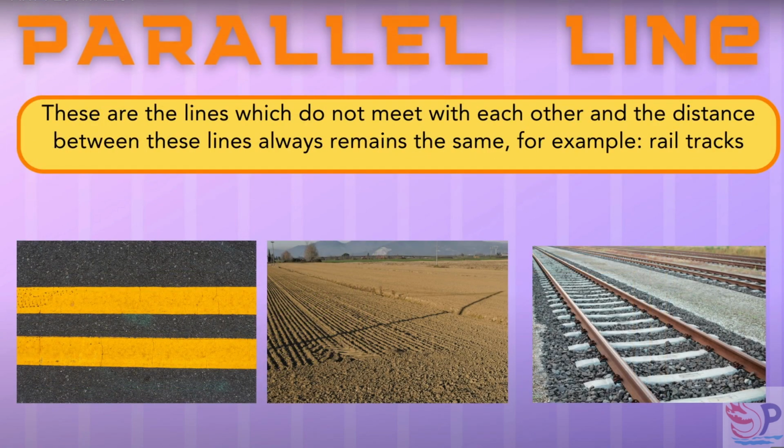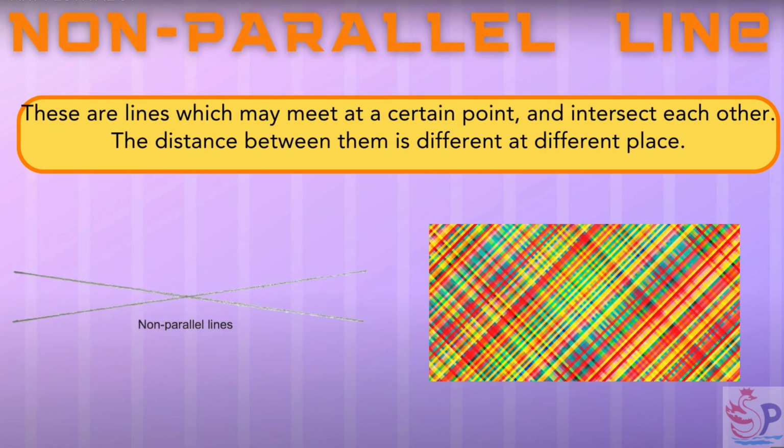Parallel lines. These are lines which do not meet with each other, and the distance between these lines always remains the same. For example, rail tracks. Non-parallel lines. These are lines which may meet at a certain point and intersect each other. The distance between them is different at different places.